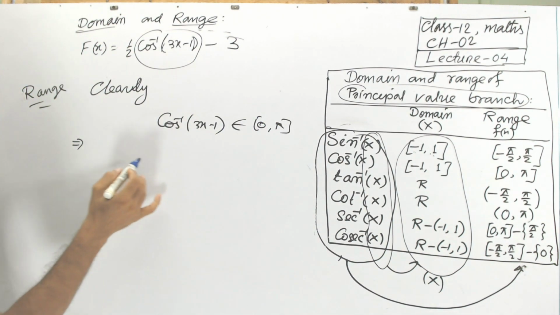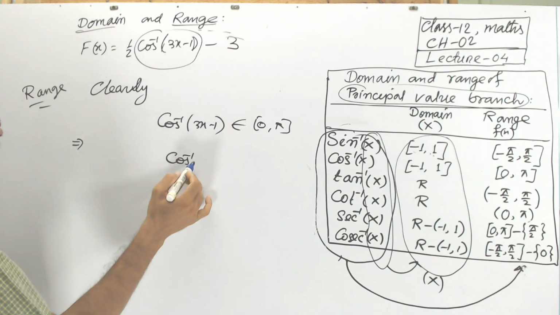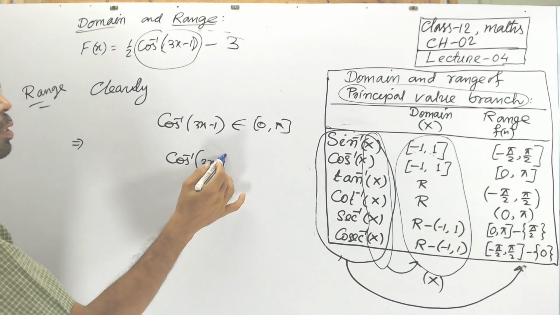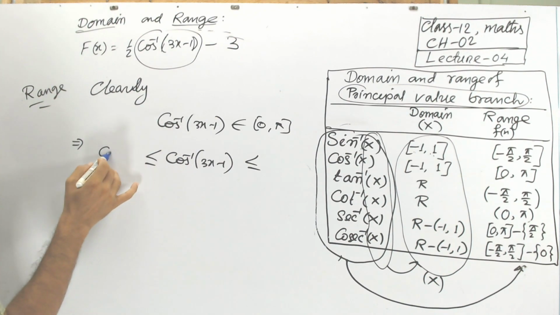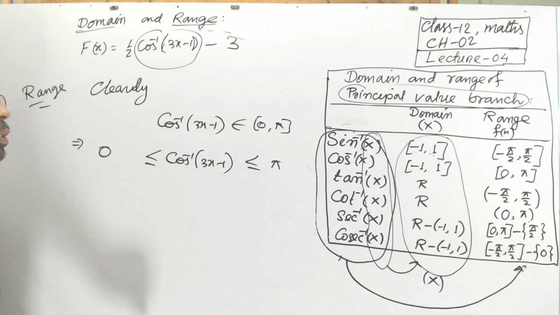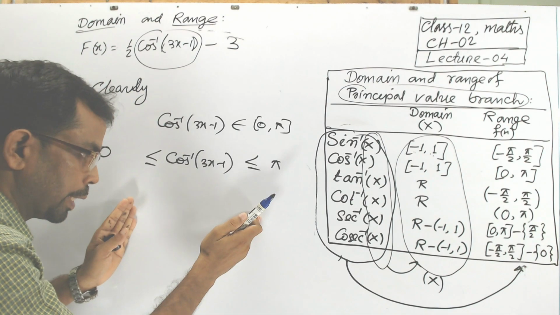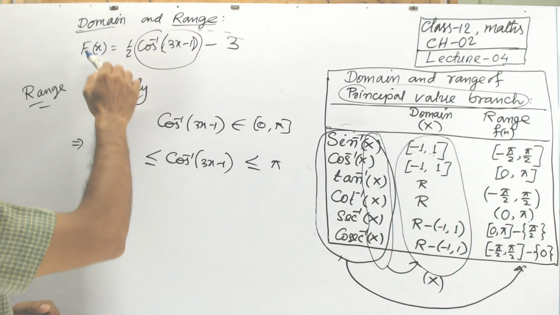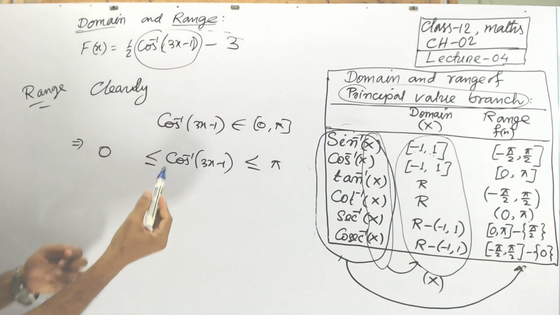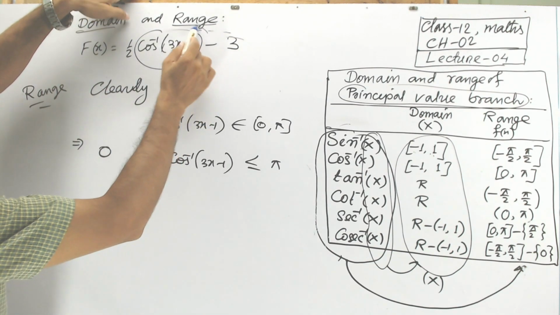This implies I can write like this. The same statement I am writing in this form. It lies between 0 to pi. And from this I have to extend, and anyhow I have to make the whole function here.